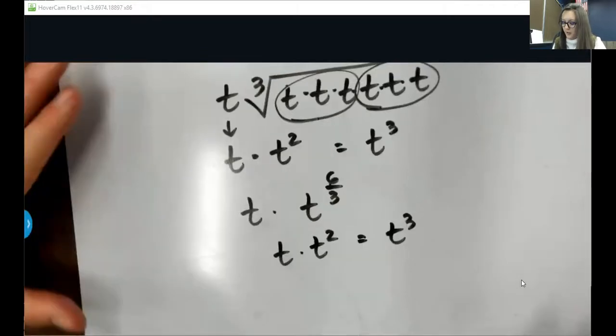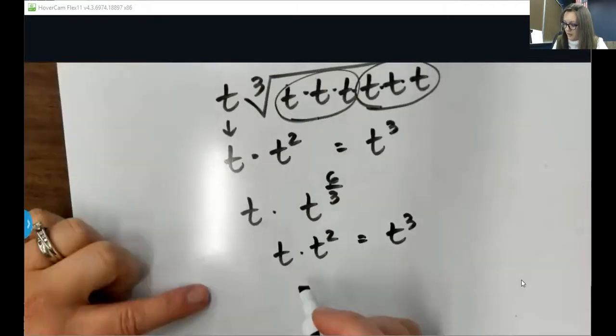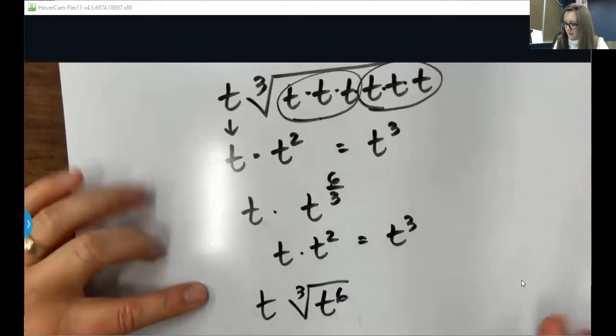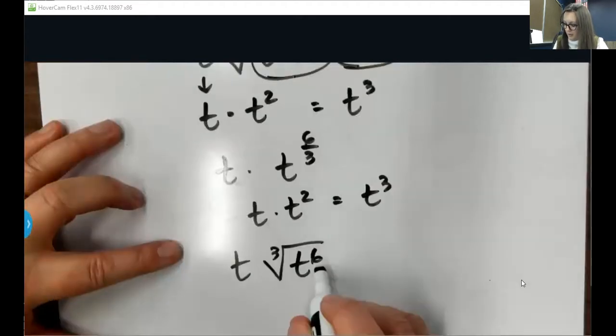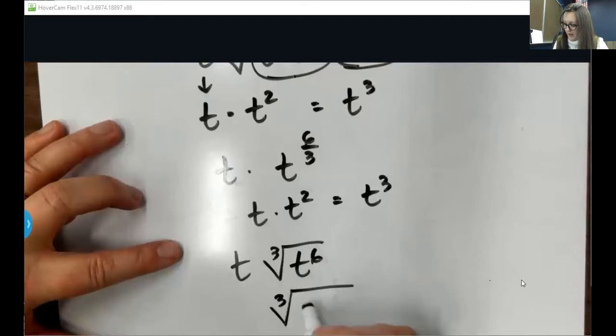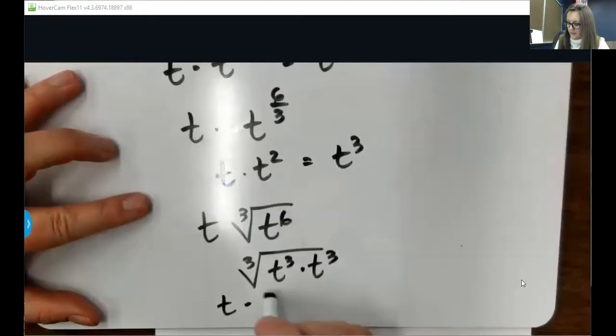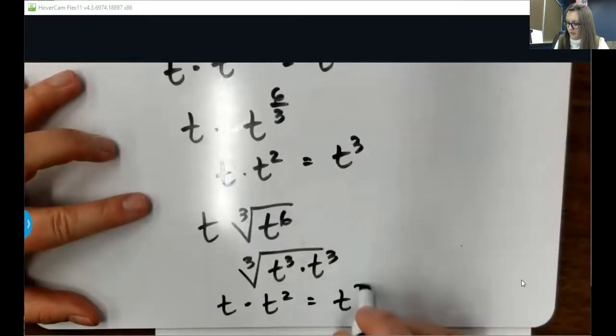We can also look for perfect cubes. So if I have t times the cubed root of t to the 6th, let's write this out. How many perfect cubes do I have? I have t cubed times t cubed. I have 2, right? So don't forget the guy outside. Times t squared, t cubed.